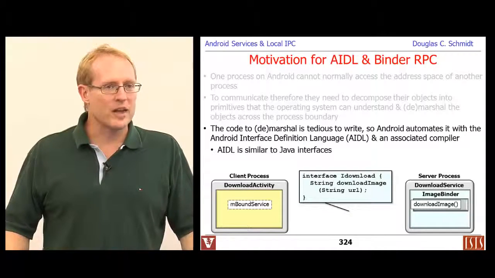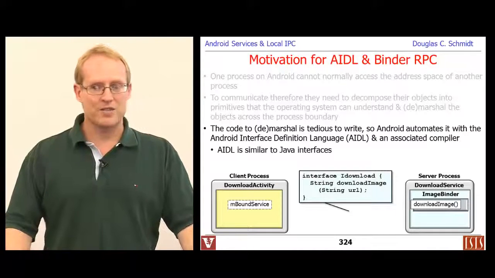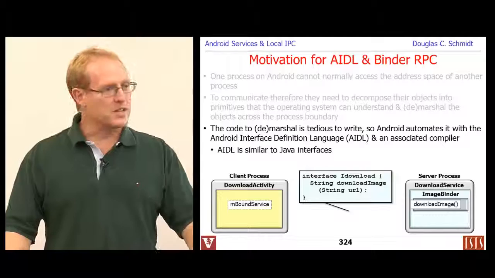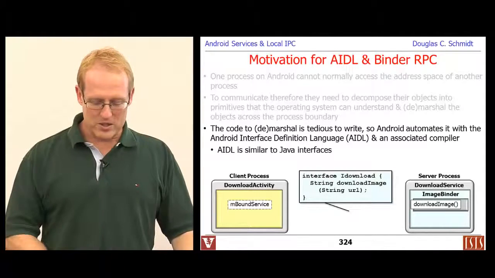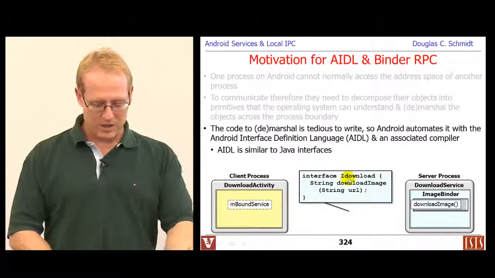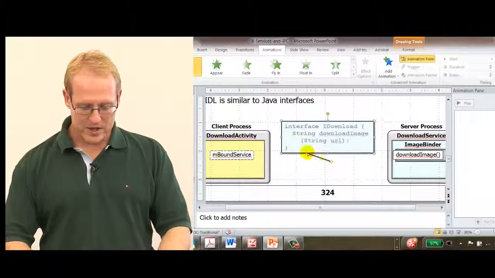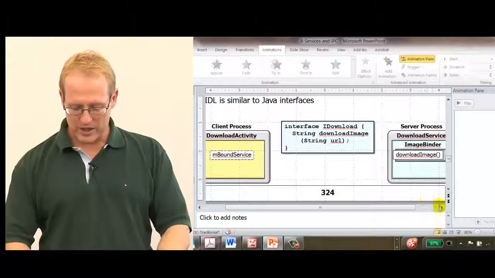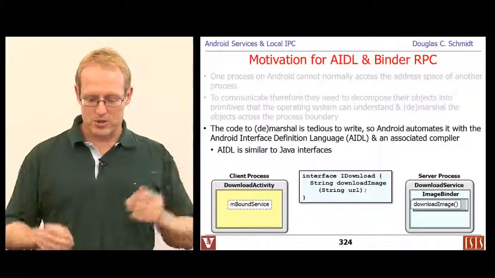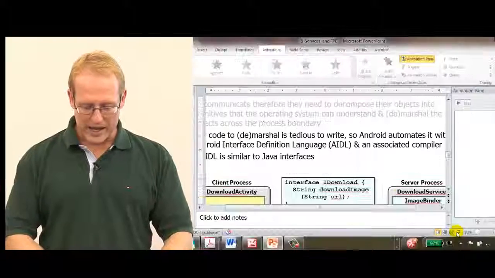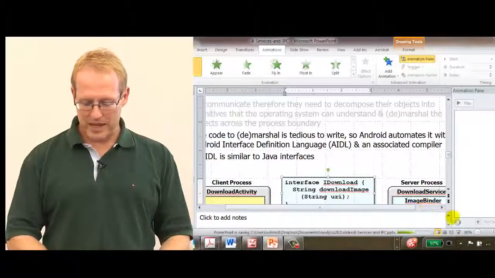So to make life easier, Android defines a language to help you do that. The language is called the Android Interface Definition Language, and it's very similar to Java interfaces, though it's not identical, as we'll see in a second. Here's a very simple example. We have this IDownload interface, and as you can see, it has a downloadImage method. It could have other methods too. It takes a string and returns a string. So it's going to take the URI as one of the fields, and it's going to give back the pathname as the return value.